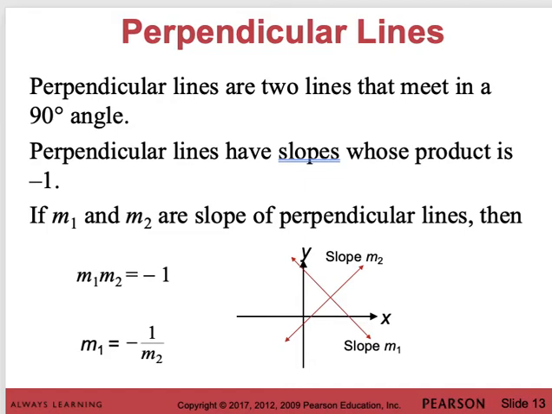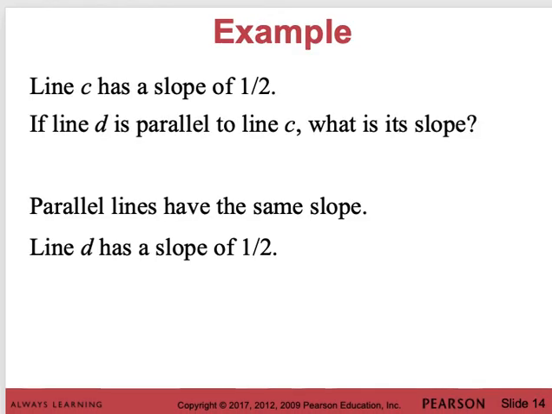Perpendicular lines are lines that meet or intersect at a 90-degree or right angle. They have slopes whose product equals -1. So these are just some interesting facts that can be helpful. So if I multiply the slope of this line 1, multiply it by the slope of line 2, I end up with a value of -1 every single time as long as those lines intersect at a 90-degree angle.